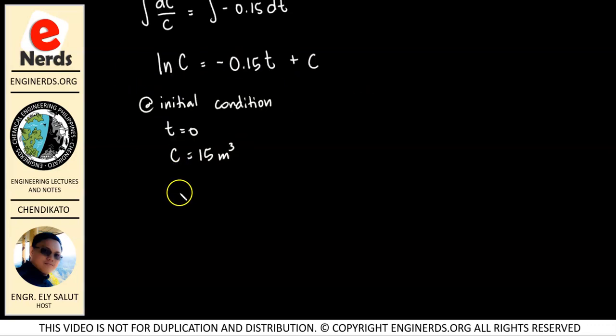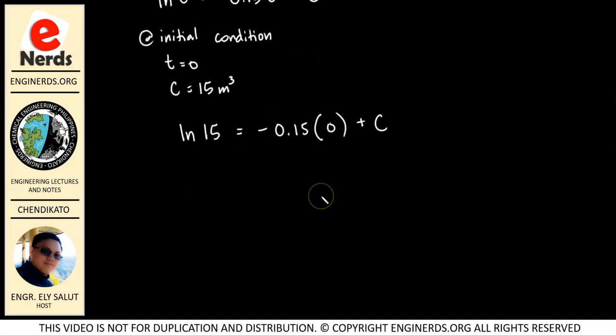So we have ln 15, okay, because we have ln C here, which is equal to negative 0.15 times time. Our time is equal to 0, plus C. So therefore, we are now able to determine the value of our constant C. Our C is equal to ln 15, right?